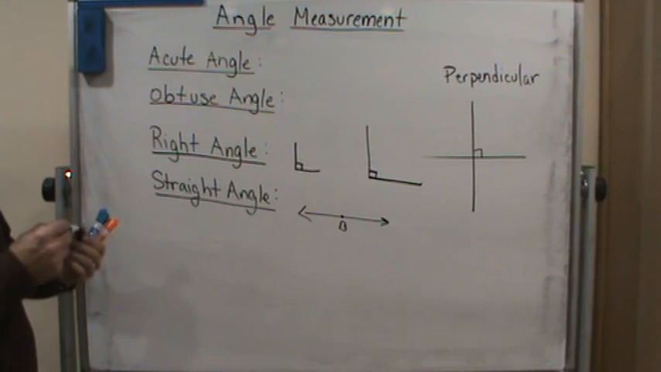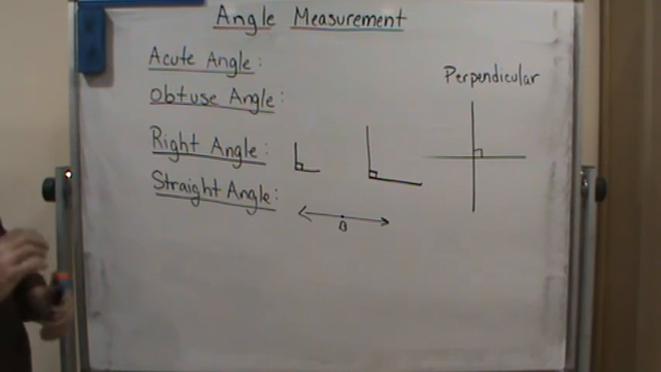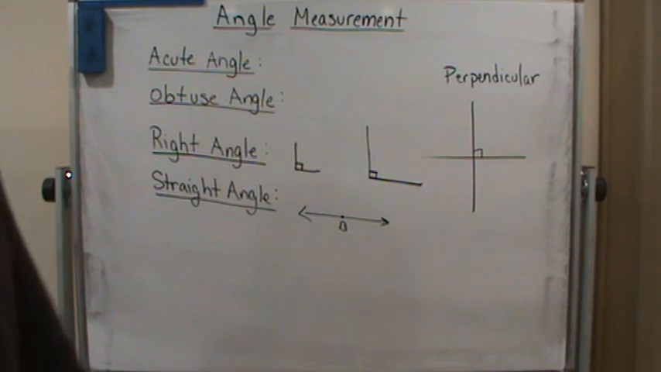And that's it. So those are the definitions for different classifications of angles, and we'll do some examples.